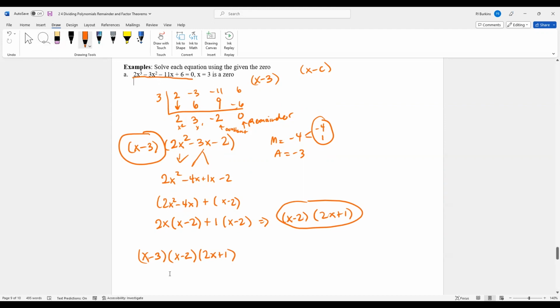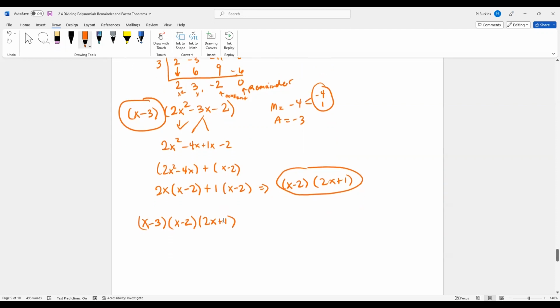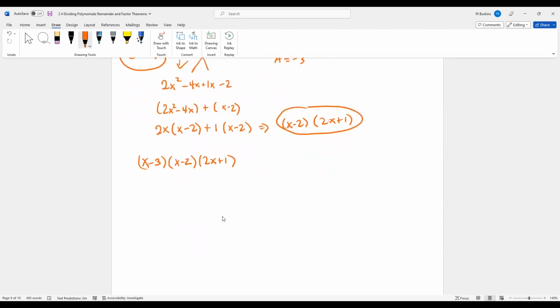All right, so if x minus 3 is a 0, that was from this thing equals 0, then we have this. Then this one tells us that x equals 2, and this tells us that x equals -1/2. So those are all of the roots of that function.